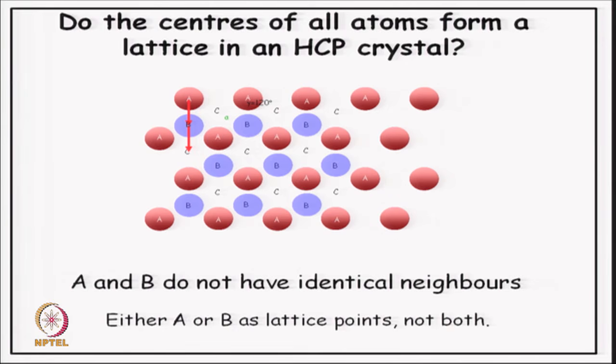So, we can select either A or B as lattice points, but together, the combined set of A and B atoms or their centers cannot be considered as the lattice. This is a very important point to keep in mind, and this is where confusion often comes. Although chemically we have the same kind of atoms, A and B are chemically the same, but positionally or translationally they are not equivalent and they are not forming a lattice.